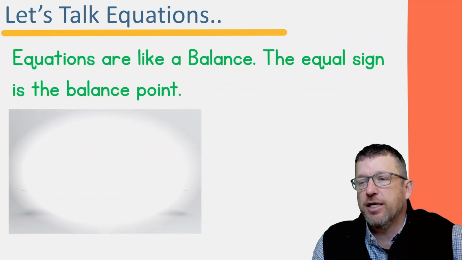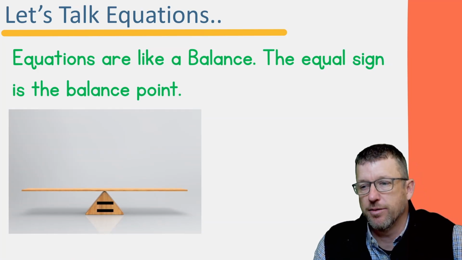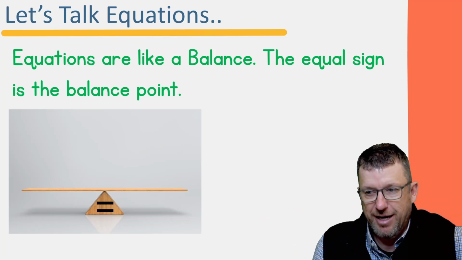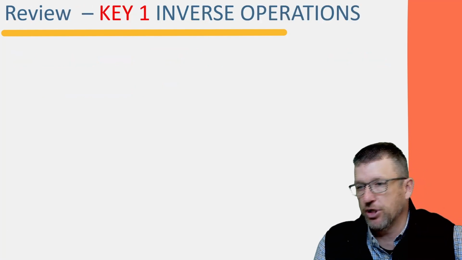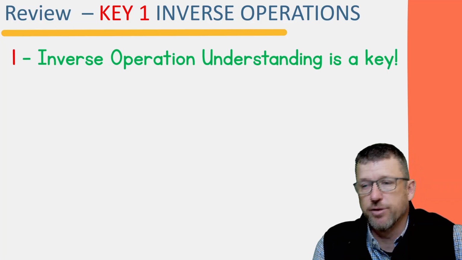All right, so let's talk equations. Remember, equations are like a balance. The equal sign is the balance point. So whatever's on one side has to have the same value as whatever's on the other side. It may not look as simple as 15 equals 15. It's going to be a bunch of coefficients and terms and all kinds of stuff, but it has to be equal. And we have to keep it equal the entire time.